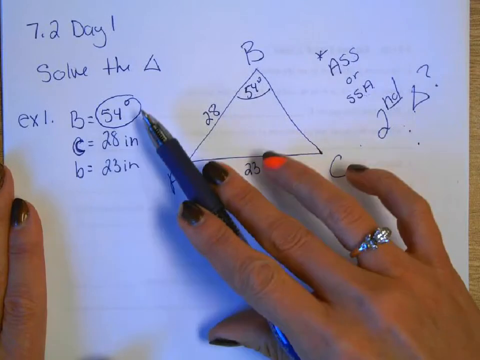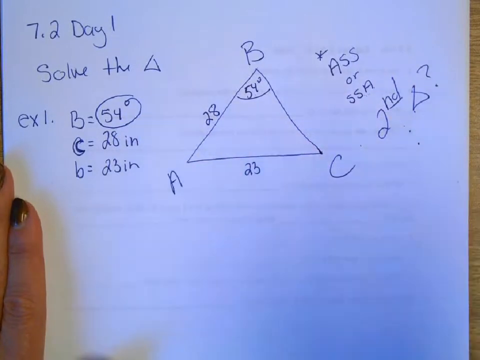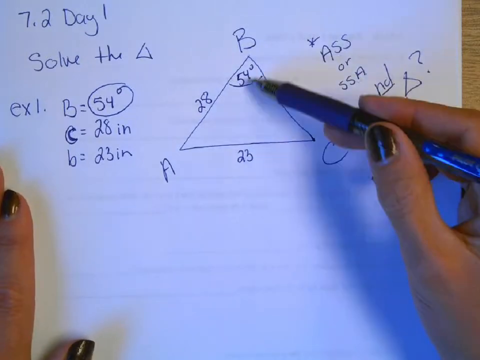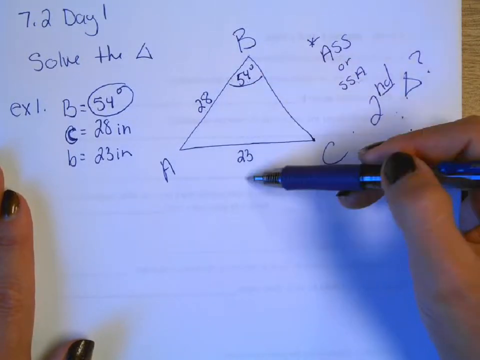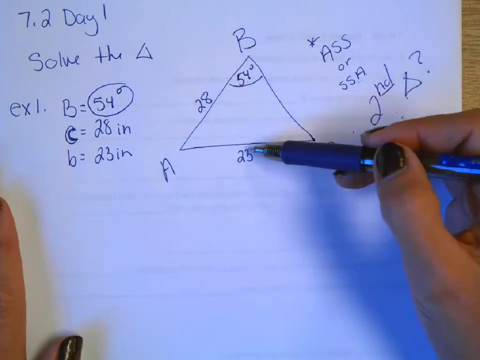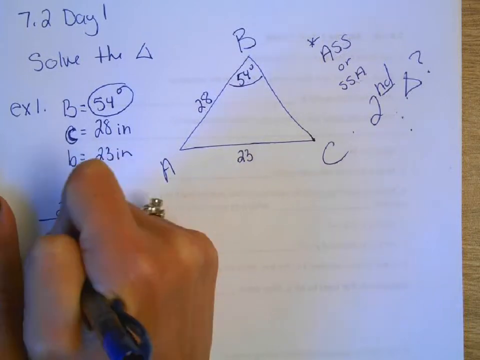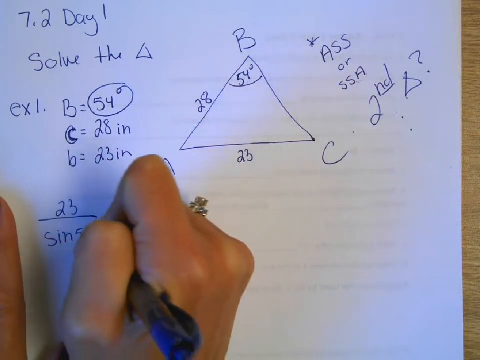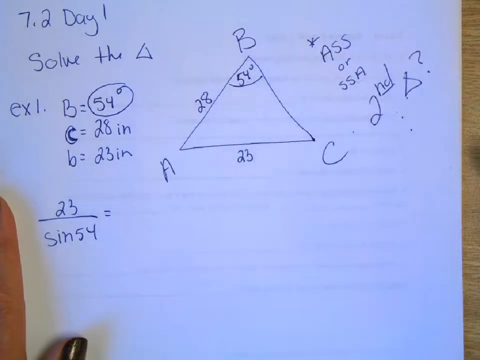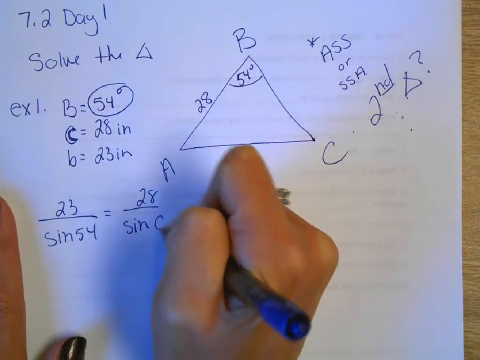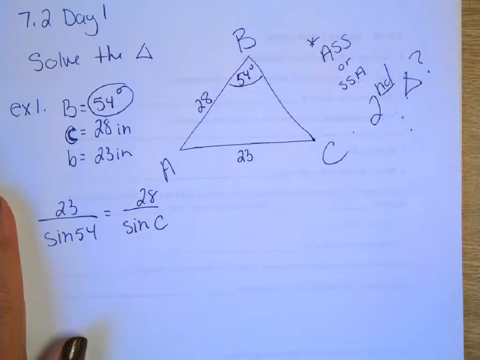Okay, so there's a possibility for a second triangle, and I will show you how you work it out. What you see is a side with an angle, so you can set up proportions, just like we have been. So 23 over the sine of 54 equals, what's my other proportion going to be? 28 over the sine of C. Do we need to be in degree mode? Absolutely. So now we'll do cross products.